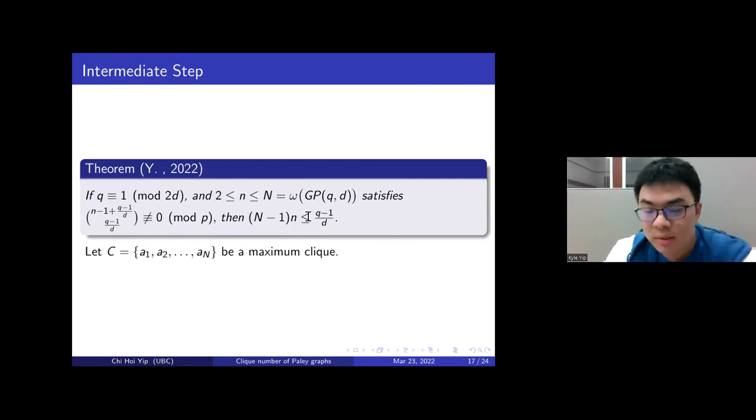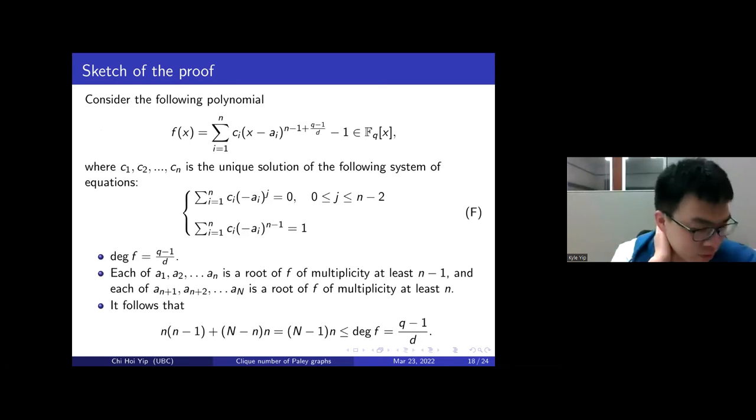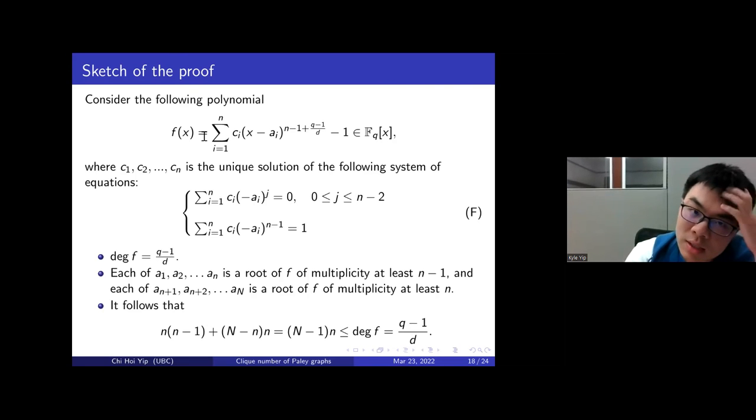Okay, so let me just very briefly mention the proof of this result. I won't have time to go into the details because it requires a lot of computations. So basically we consider this kind of polynomial: the sum of c_i times (x minus a_i) to the power n minus one plus (q minus one over d), l_{n-1}. I think the basic motivation to study this kind of polynomial is that if x is an element from the clique, then (x minus a_i) to the power (q minus one over d) is actually one. So that's perhaps the advantage of using this polynomial.